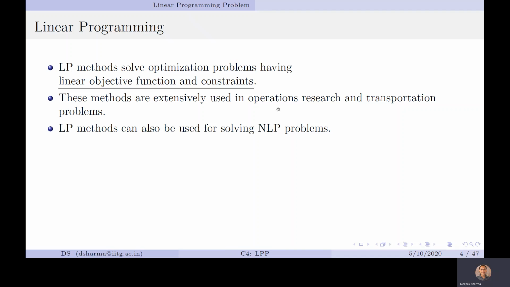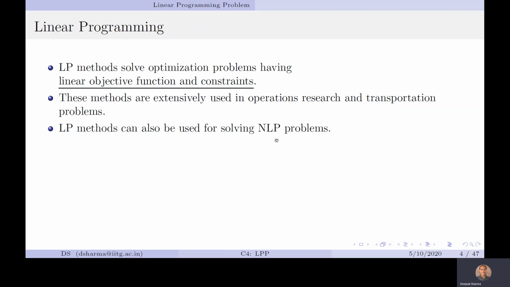LP methods can also be used for solving NLP. NLP stands for nonlinear programming problems. In the previous chapter, when we discussed multivariable optimization, the problem which we solved, the Himmelblau function, is one of the NLP problems. Similarly, there are many problems which are nonlinear in nature, and that's why those problems are called NLP.